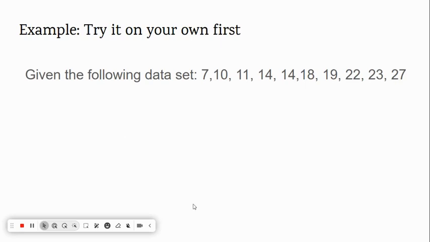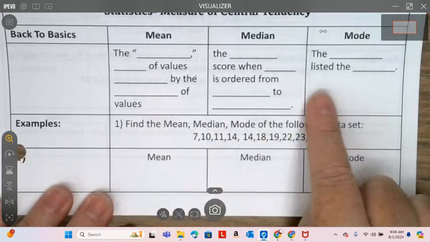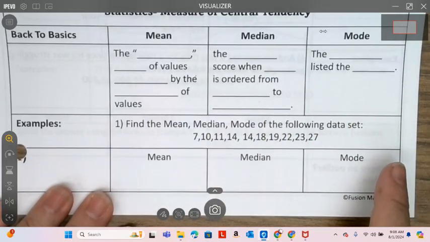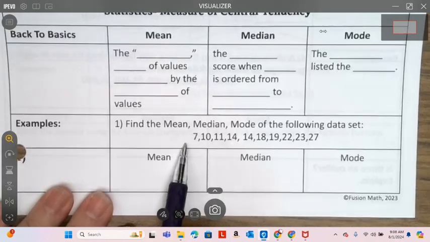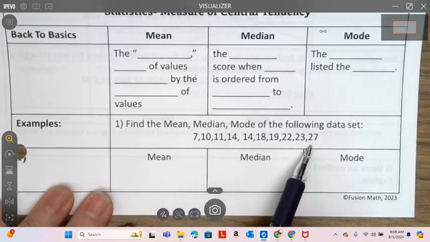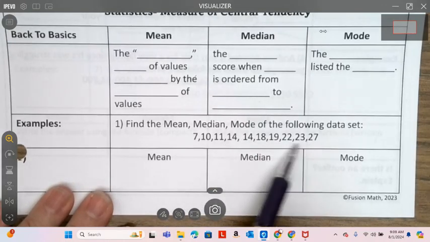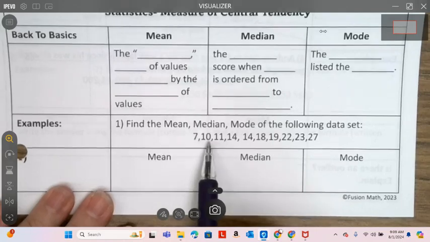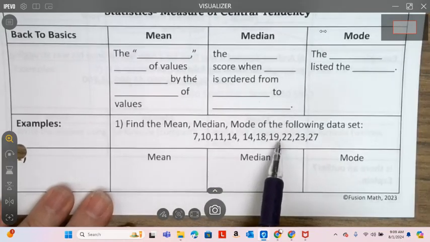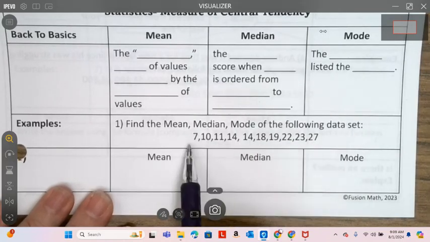I'm not going to have you try this one on your own. First, we'll do this one together. Find the mean, median, and mode of the following data set. Okay, so right now, in order to find the mean, I'm going to take my calculator and add up all of the values that they give us. I'm going to look at it really quickly though and make sure they're in order. So 7, 10, 11, 14, 14, 18, 19, 22, 23, 27. Notice that these are in order from the smallest number to the greatest number.